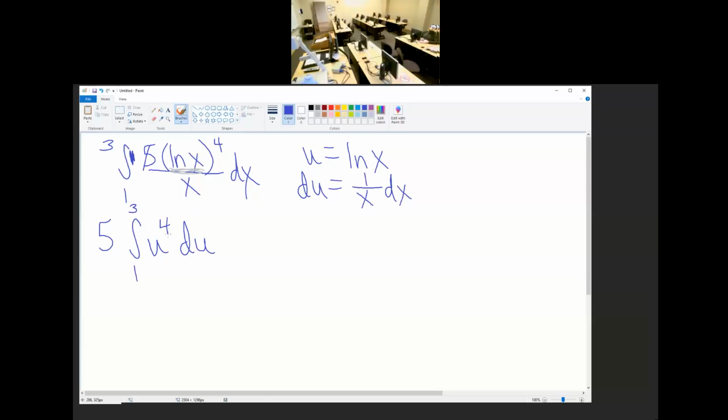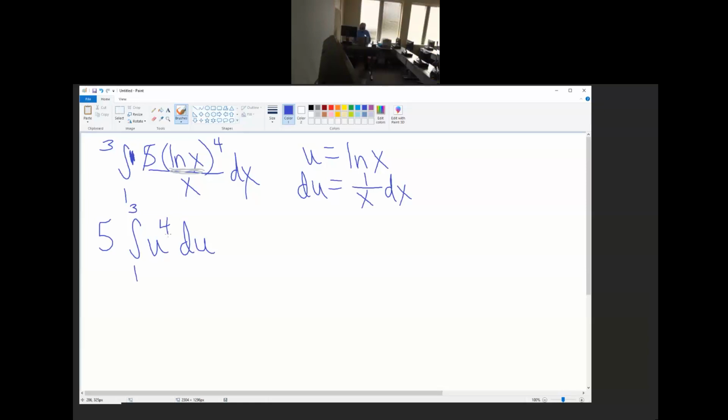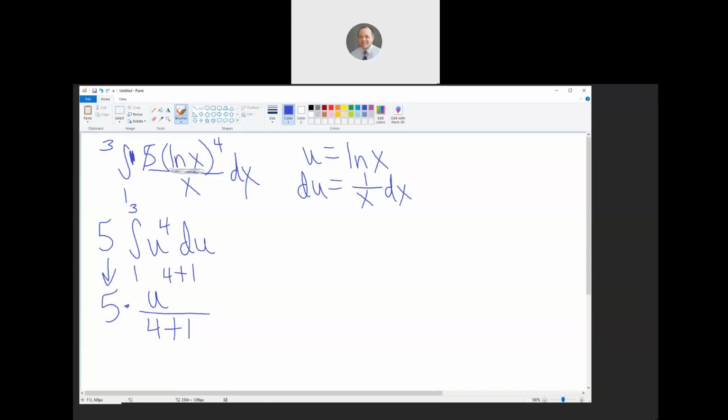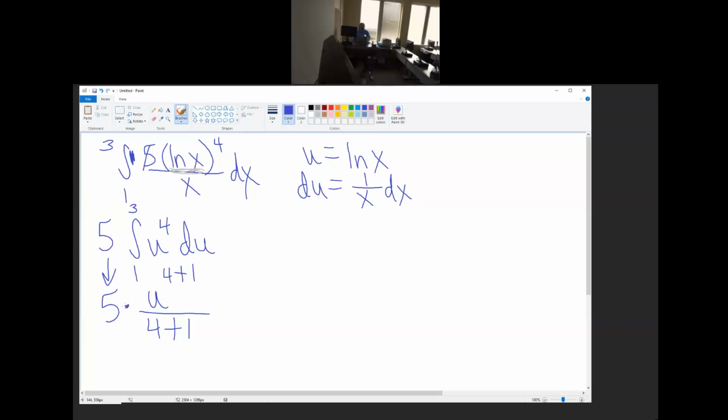The integration at this point is very simple. You just undo the power rule for derivatives. So we will add 1 to our original exponent. And that's what we divide our term by, our new exponent. And I almost forgot, bring down that 5. So we're left with 5u to the 5th power, all over 5.